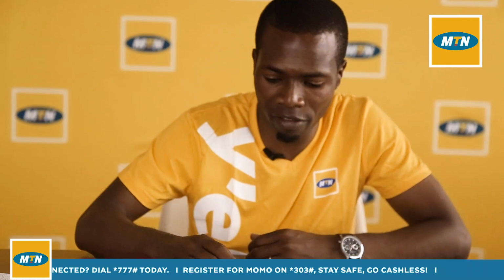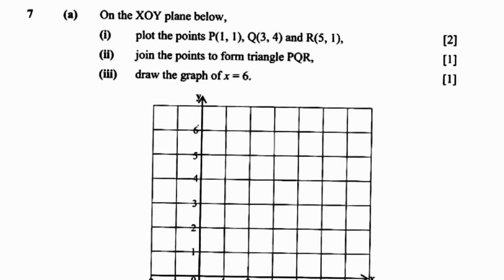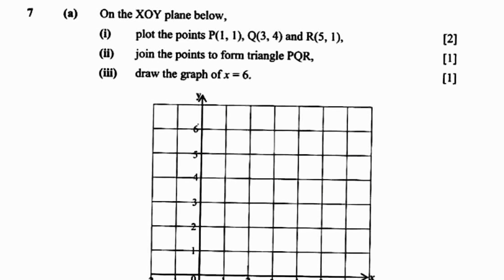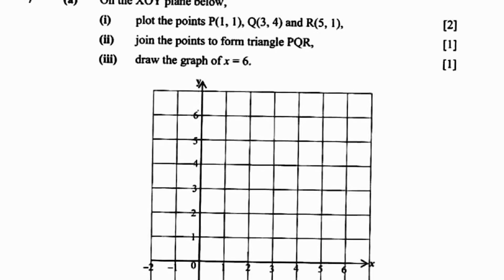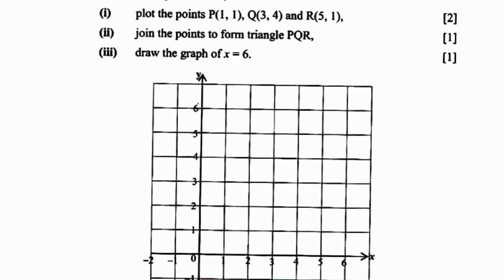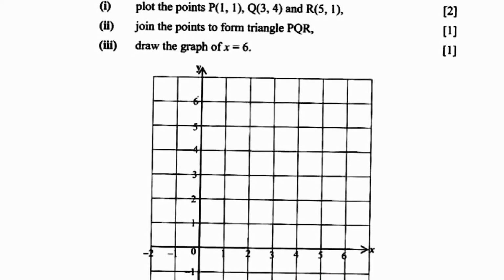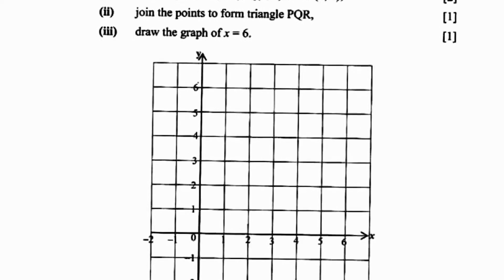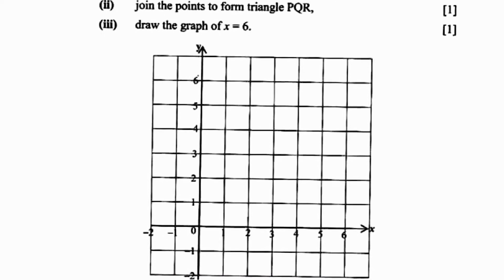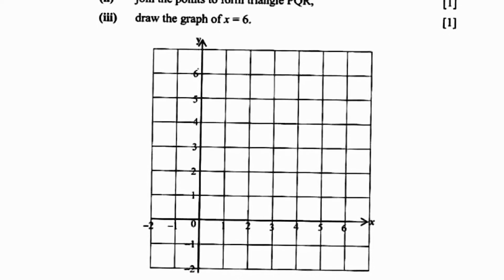Question number 7. We are told that on the x-y plane, 7a1 is saying, plot the points P(1, 1), Q(3, 4), and R(5, 1). So I am just going to make a sketch of that particular x-y plane that we've been given.